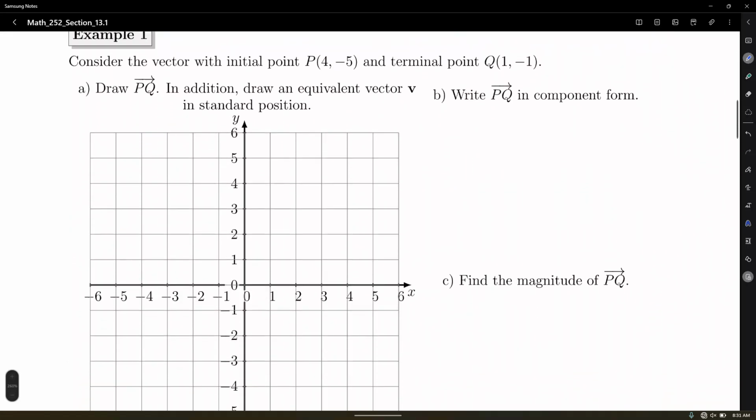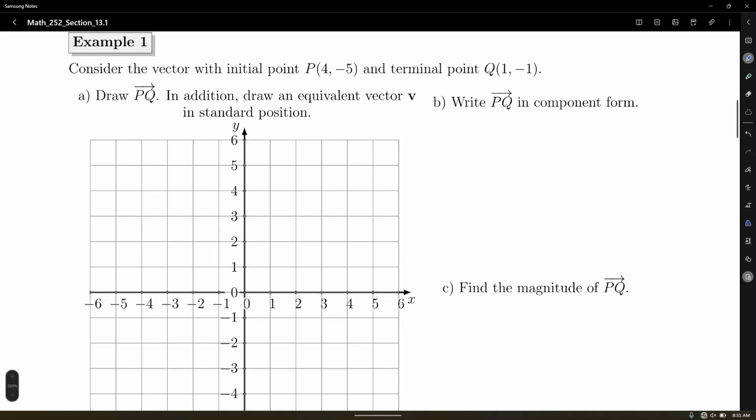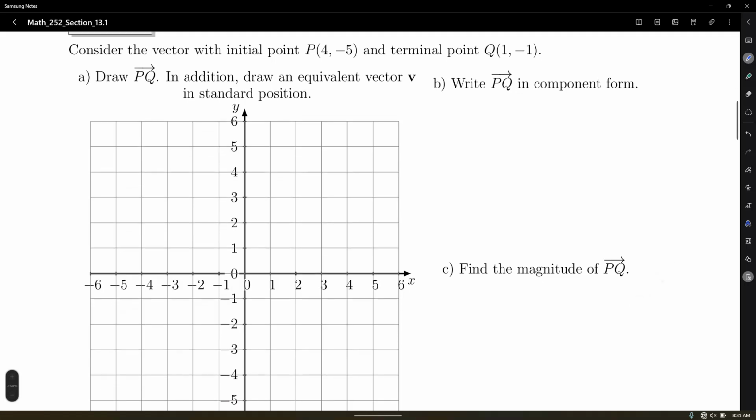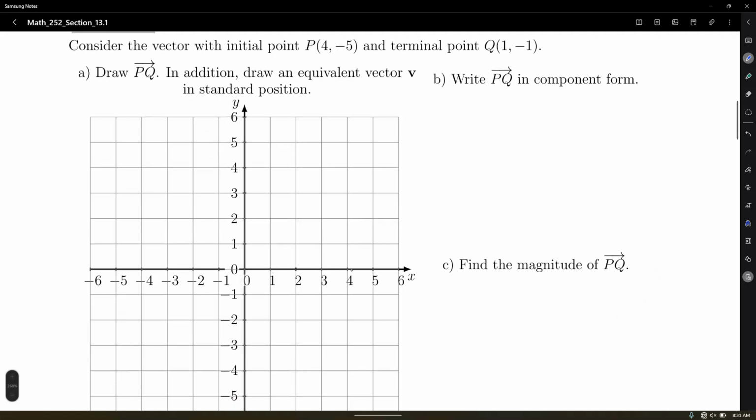So let's consider the vector with initial point P (4, -5) and terminal point Q (1, -1). Letter A, draw the vector and draw an equivalent vector in standard position. So initial point P (4, -5), so that's our initial point. Let me label that as a P. And the terminal point, which is (1, -1), so that's going to be Q.